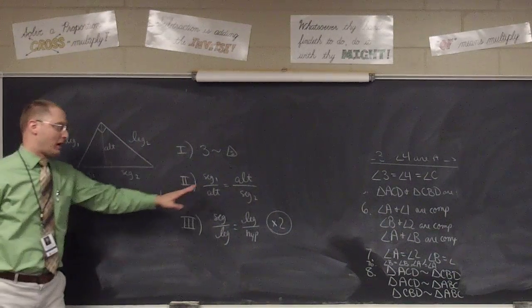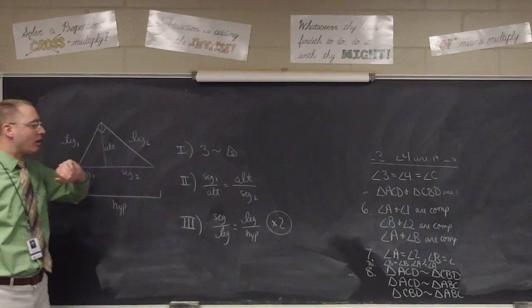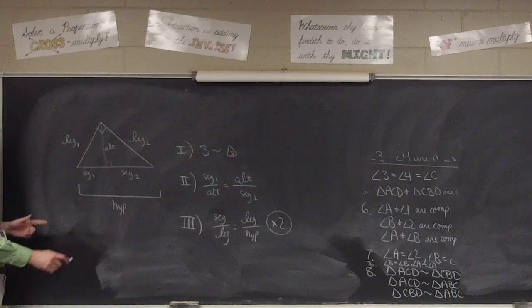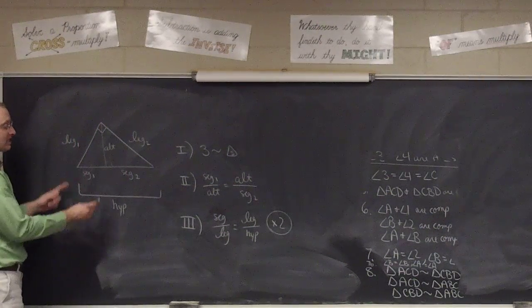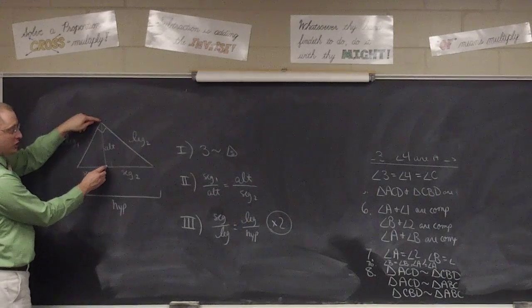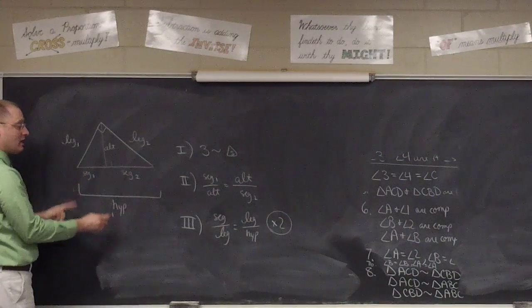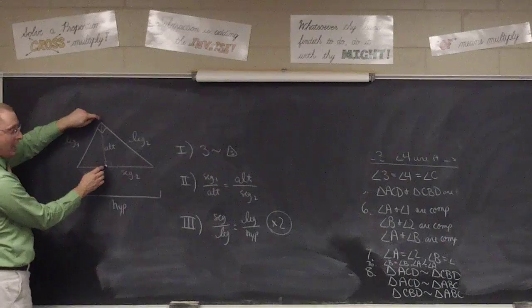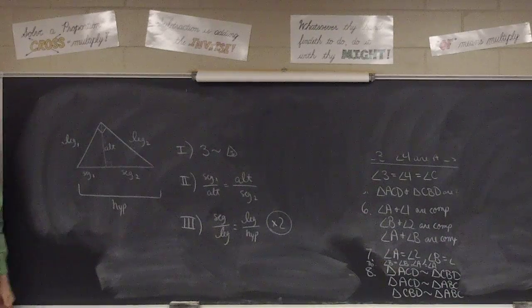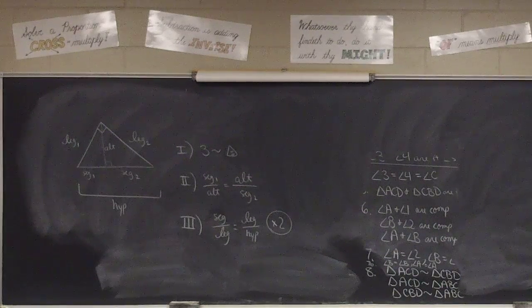Now, we're not going to use the sub-notation necessarily here, but let's go ahead and say these proportions together. Starting with number 2, class. Segment is to altitude as altitude is to segment. Again, segment is to altitude as altitude is to segment.